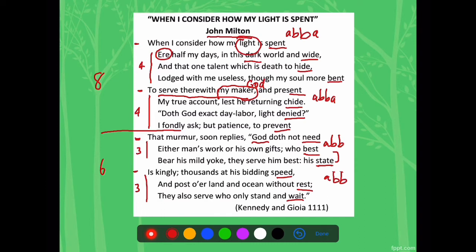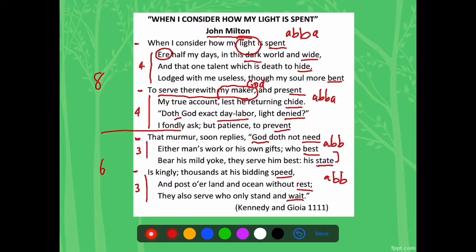So that's why he asks God, does God exact? When you see this est, it's the old verb form. Okay, so does God exact day labor, light denied? So he's asking God, does God truly want his day labor servant to work in the dark? Why take his eyesight, because Milton is a poet, right? If you want to write a poem, write a book, you need light, you need to be able to see, to write words on paper. So he asks God, why? He compared himself to a day laborer who needs light to work, but then God denied that.